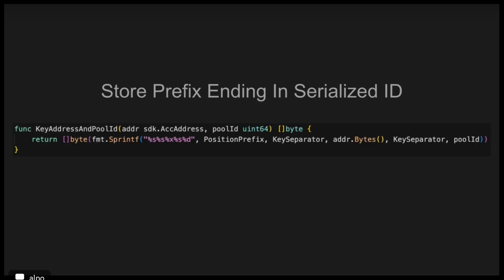Again, this seems super silly and very simple. For anyone who's worked with these kinds of key value stores, it's almost embarrassingly simple. But you would be surprised how commonly this gets messed up, where you have a serialized ID that the user can control at the end of the key. If you're prefix iterating over these keys, then you can literally get access to positions and pools you don't own, right?